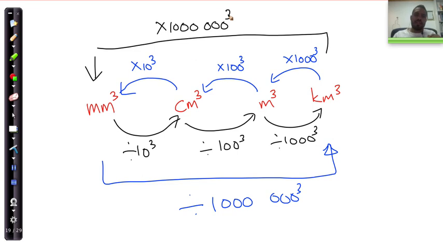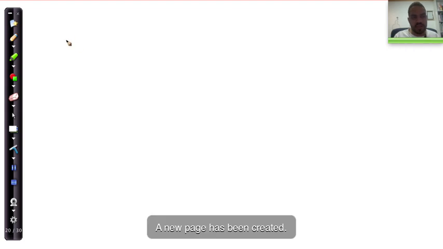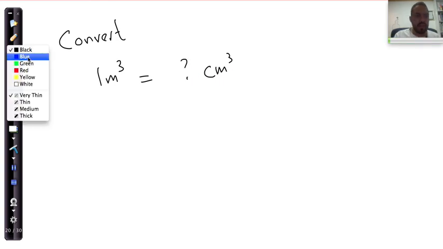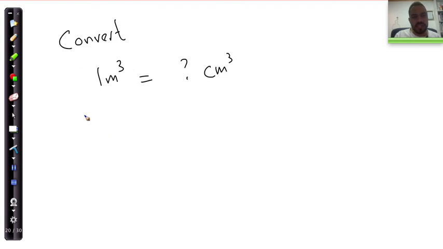Now, what if I wanted you to give me 1 meter cubed, and I ask you to convert 1 cubic meter to centimeters cubed, right? Maybe I want that. Okay, so let's say 1 cubic meter, you know 1 meter cubed, is actually equal to 1 meter multiplied by 1 meter multiplied by 1 meter. Now you have to tell me how many centimeters are in 1 meter.